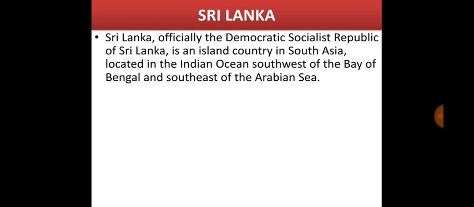What happened in Sri Lanka? Sri Lanka, officially known as the Democratic Socialist Republic of Sri Lanka, is an island. From all four sides, it is confined within water bodies. So it is an island in South Asia, located in the Indian Ocean, southwest of the Bay of Bengal and southeast of the Arabian Sea. And it is separated from India by the Gulf of Mannar or the Palk Strait.